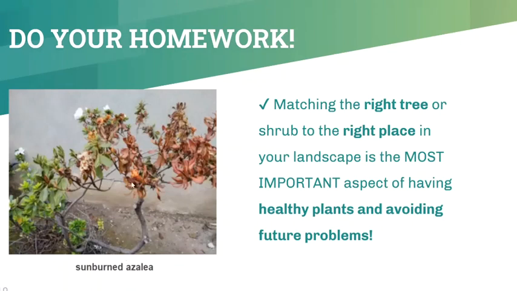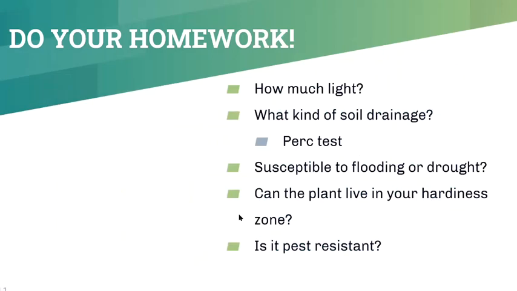Okay, so how much light does this plant need that you'll have? What kind of soil drainage? And we're going to talk about how to do a perk test to check that. Is it susceptible to flooding? Can the plant live in your personal hardiness zone or your personal microclimate? And is it pest resistant? Do you have a reason that you need it to be pest resistant, like visiting deer?